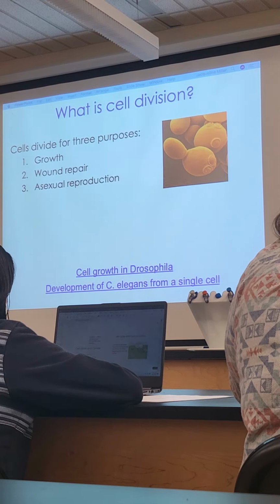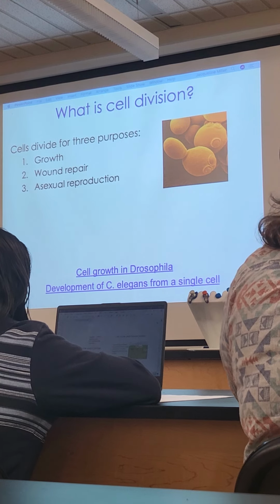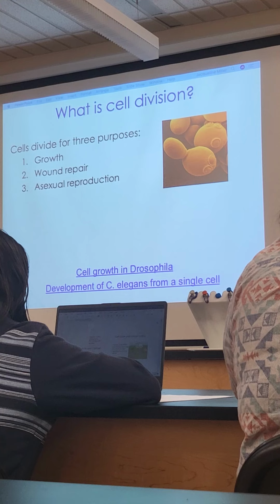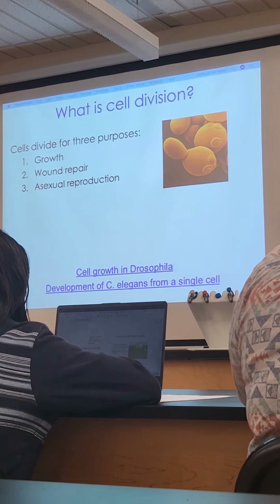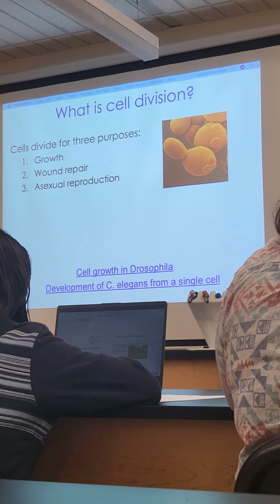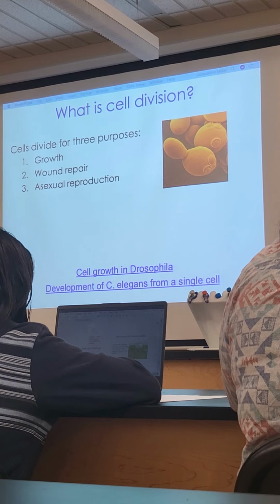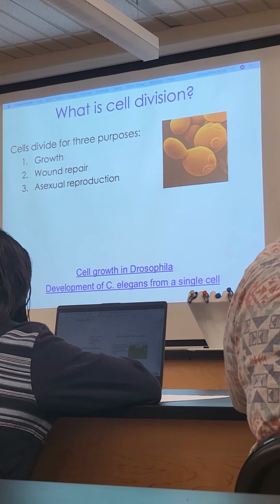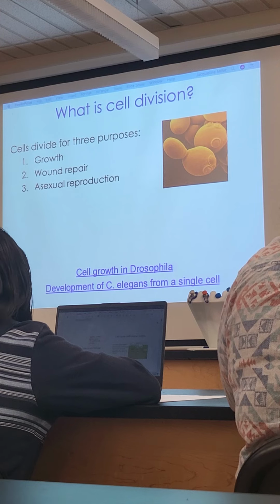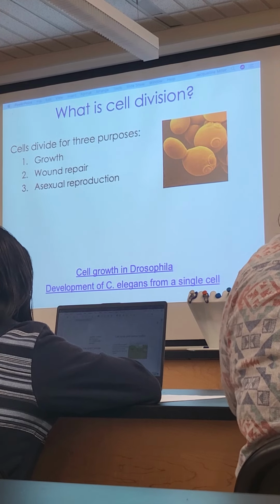So for cell division, what is cell division? Cells are going to divide for multiple purposes, right? During embryonic periods, a cell is going from one single cell to trillions of cells in an organism. So for growth purposes, cells will divide. Once you have an adult organism, cells are still dividing, right? So they are involved in cell replacement, wound repair, and another purpose is asexual reproduction.